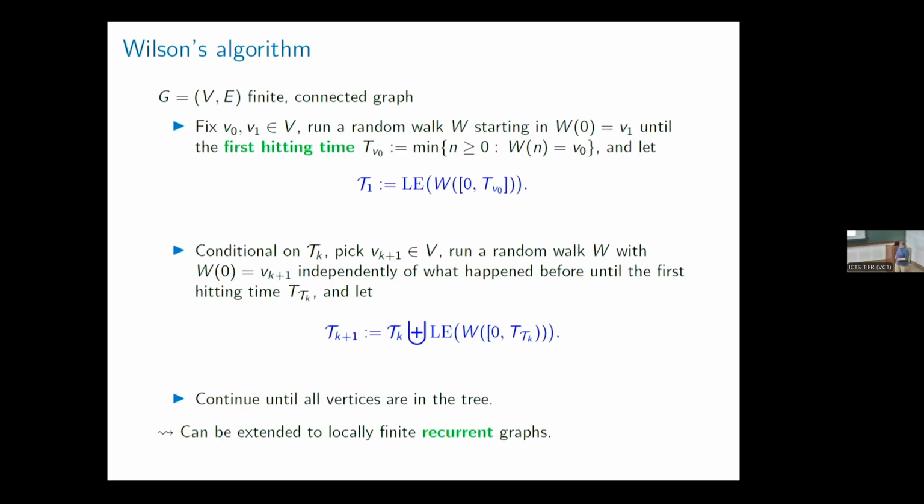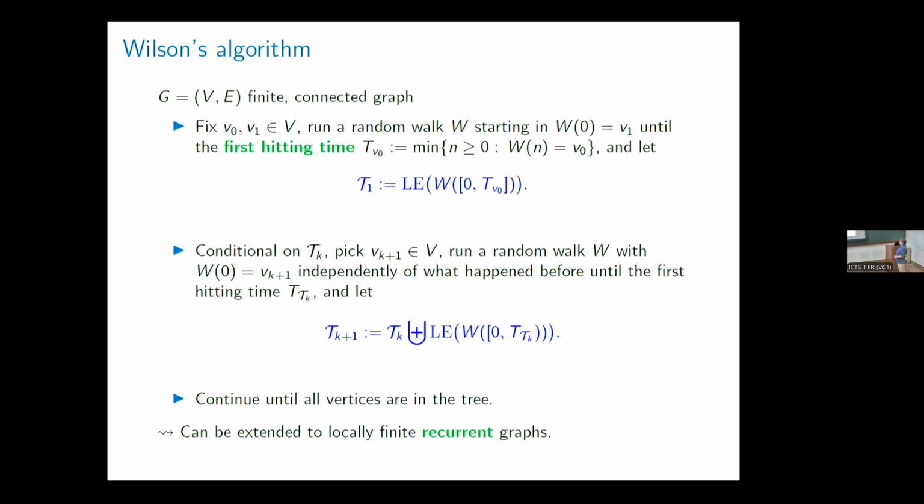Here's Wilson's algorithm. Wilson's algorithm works for finite graphs to begin with. What you do is you pick two vertices, V0 and V1, in a very arbitrary way. There's nothing given. You might think about V0 as the root, even though the graph doesn't need a root, but let's think about it for a second.